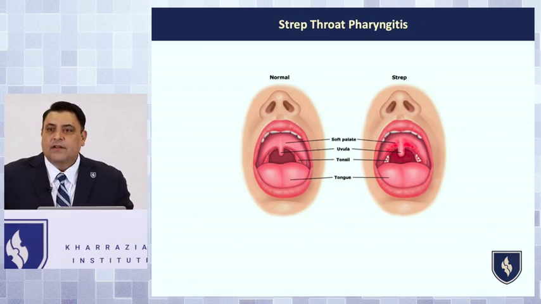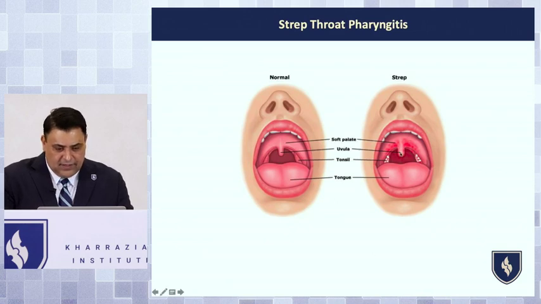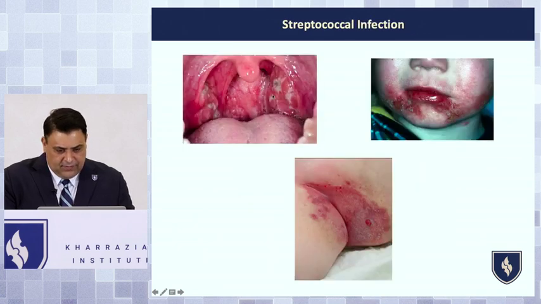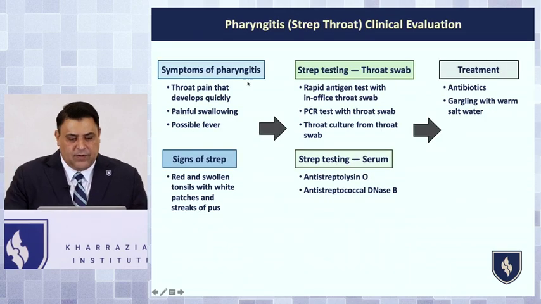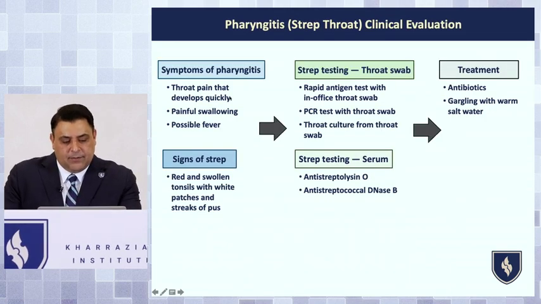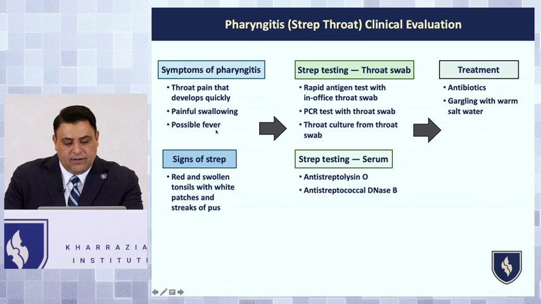Hey, my throat hurts. It's really itchy. It's swollen. And then you can see here, pharyngitis. The pharyngeal muscles are inflamed. Here you can see examples of really severe strep infections. But just to illustrate the point, they get a strep infection, so then they have symptoms of pharyngitis, throat pain that develops quickly, painful swallowing, possible fever, and then they have red and swollen tonsils with white patches and streaks of pus. That's your typical strep throat.